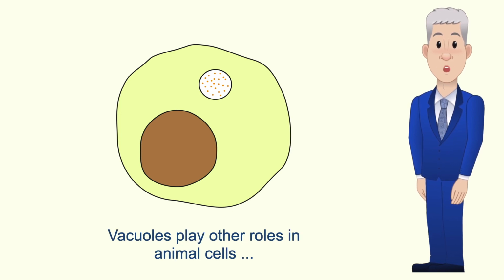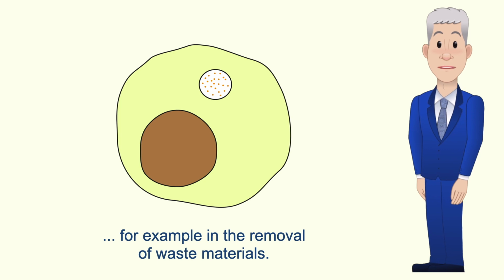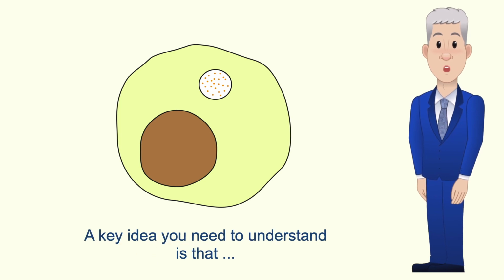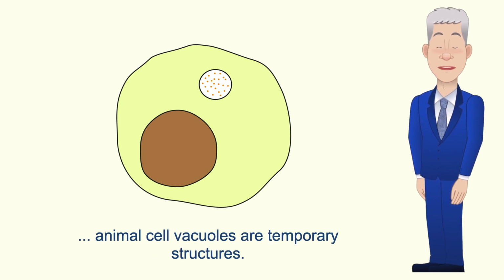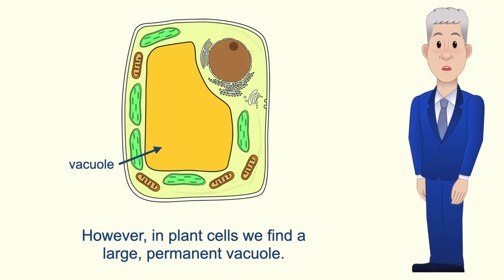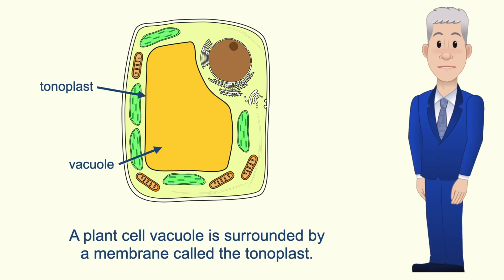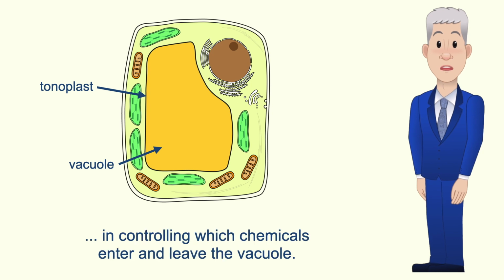Vacuoles play other roles in animal cells, for example in the removal of waste materials. Now, a key idea you need to understand is that animal cell vacuoles are temporary structures. However, in plant cells we find a large permanent vacuole. A plant cell vacuole is surrounded by a membrane called the tonoplast. The tonoplast plays a role in controlling which chemicals enter and leave the vacuole.